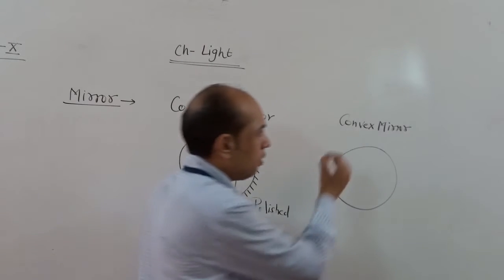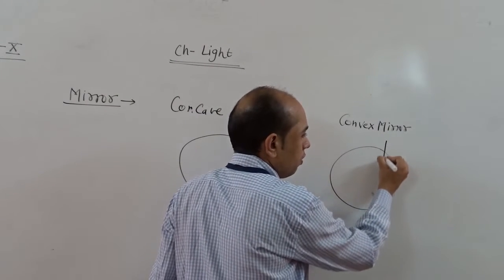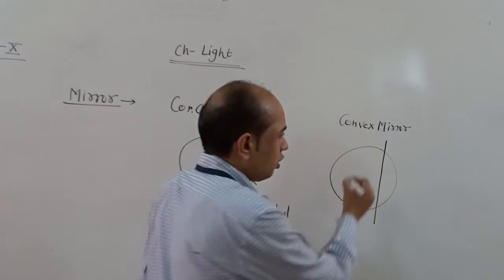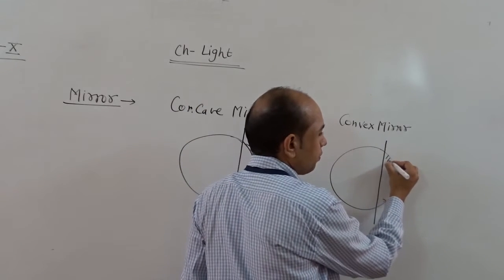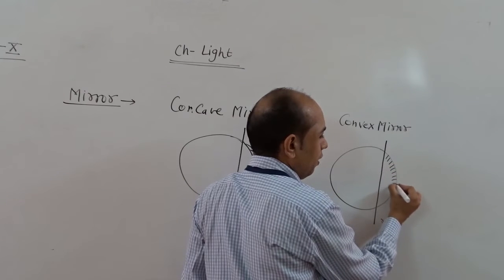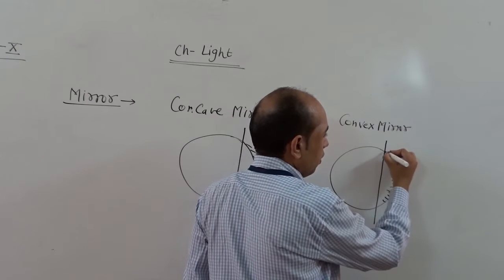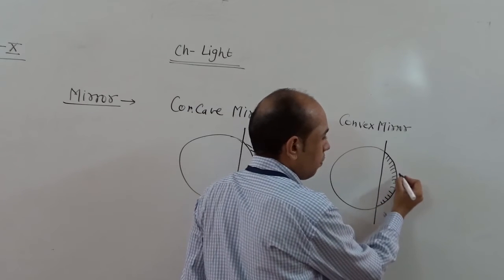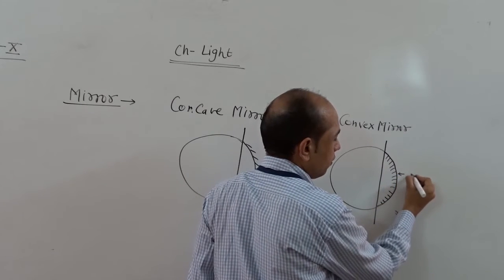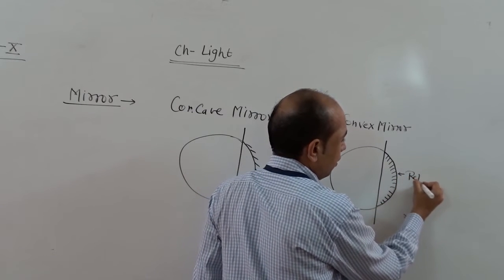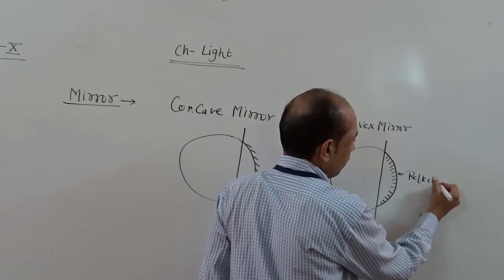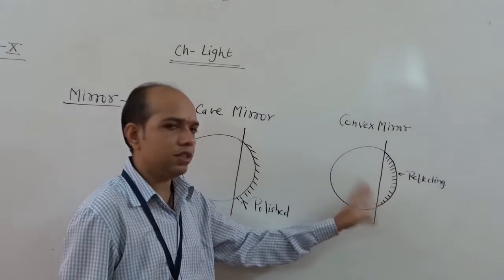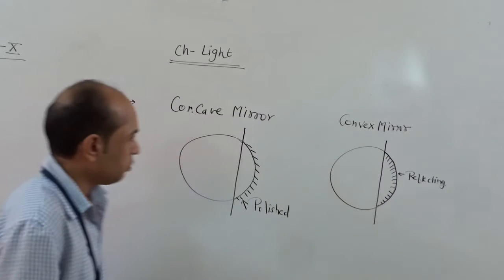The difference in a convex mirror: again if we draw one line, we get one part. In this part, the difference is that the outer part is reflecting and the inner part is polished. So in a convex mirror, the inner part is polished. This is the difference.